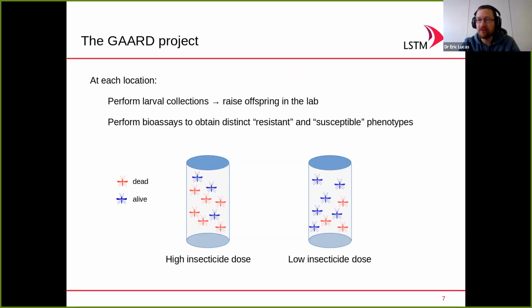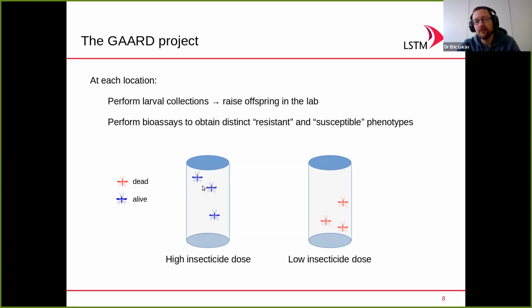And so, in order to get stronger differentiation, to get increased power in our analyses, what we did was we exposed one group of mosquitoes to a high dose of insecticide that was previously determined to kill between 80 to 90% of mosquitoes. And we exposed another group to a low dose of insecticide that we knew would kill about 10 to 20% of mosquitoes. And we took the survivors from the high dose and the dead from the low dose.